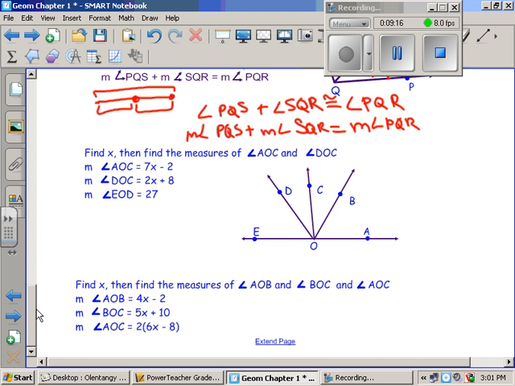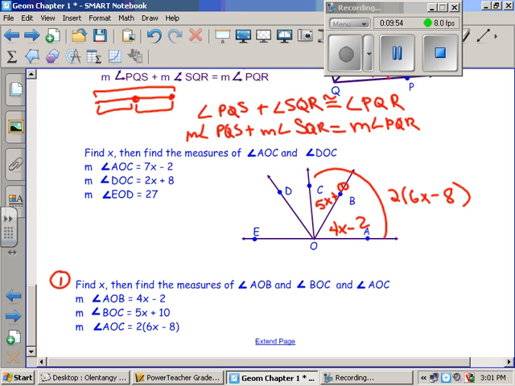Okay? And there are a couple ways we can do it. One is, let's do this one down here first. AOB, it's good to visualize it, trace it with your pencil, is 4x minus 2. BOC is 5x plus 10. And AOC, this whole thing, is 2 times 6x minus 8.